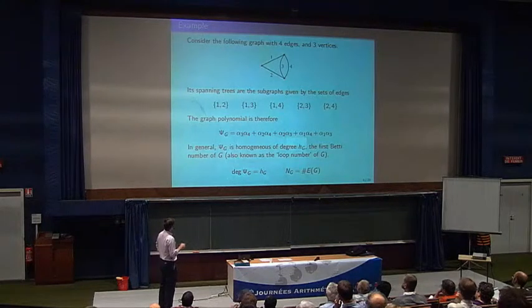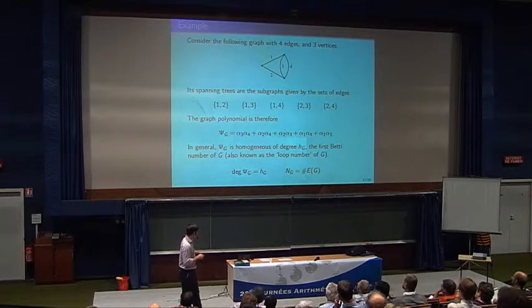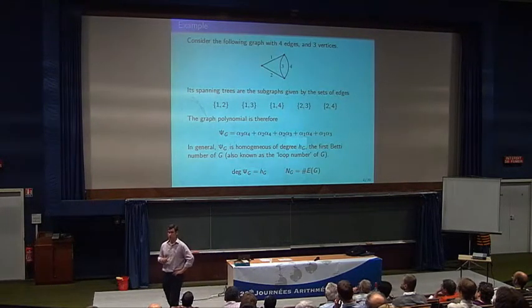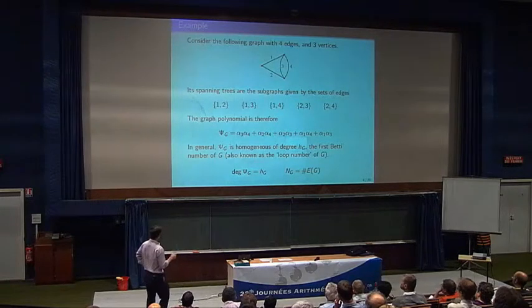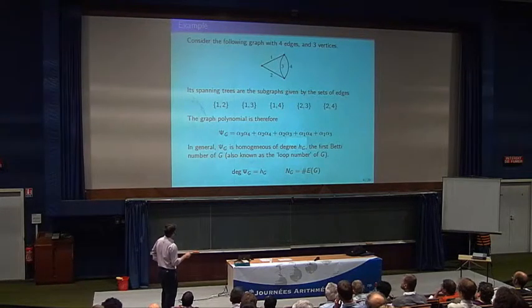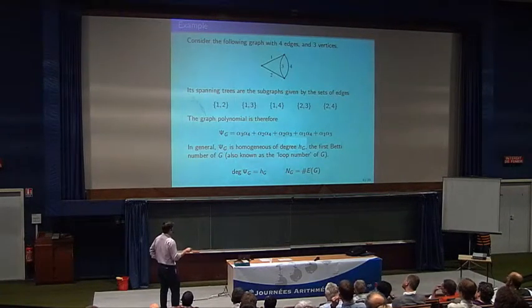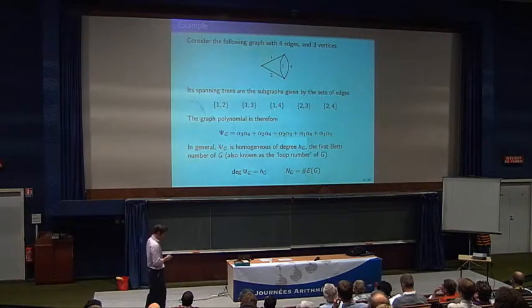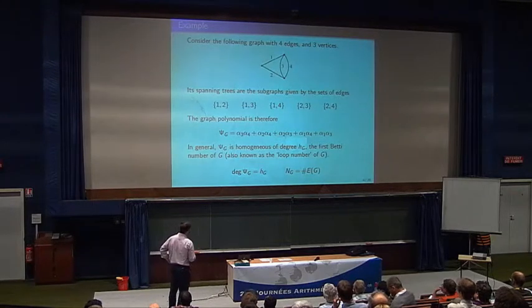So in general, the graph polynomial is obviously homogeneous, and its degree is equal to the first Betti number of the graph, the number of independent cycles in the graph. Physicists call this the loop number, and I will do the same. That will be denoted h_G. So the degree of the polynomial is h_G, and I will always denote by n_G the number of edges in the graph. So here h is 2 and n is 4.